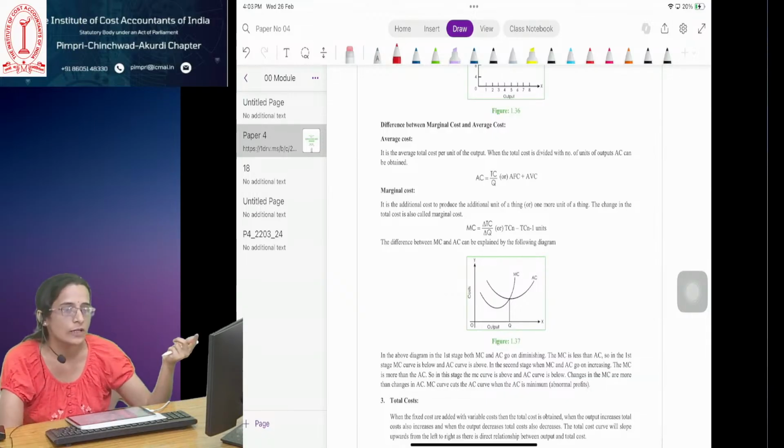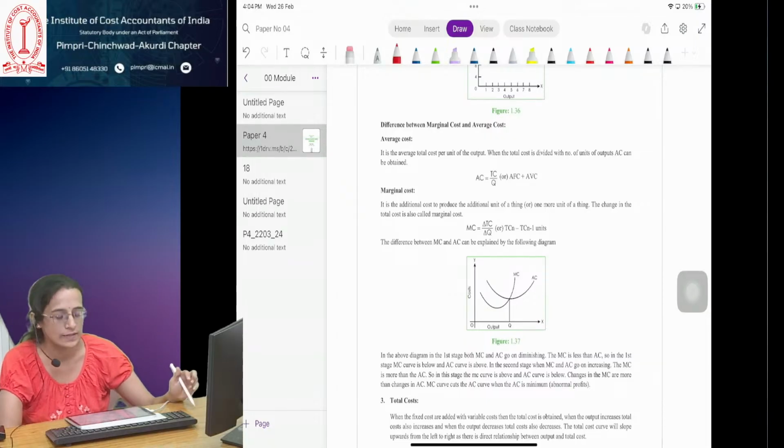And marginal cost is the change, or the additional cost. So how will we derive it? Change in the total cost divided by change in quantity, or TC n minus TC n minus 1. Clear on these two concepts?